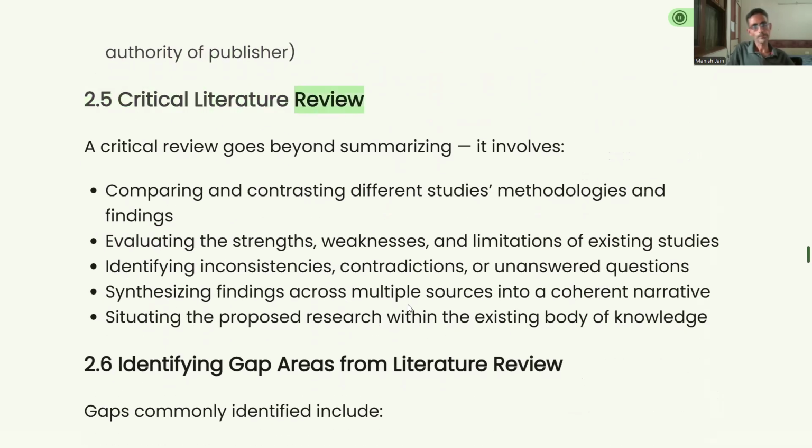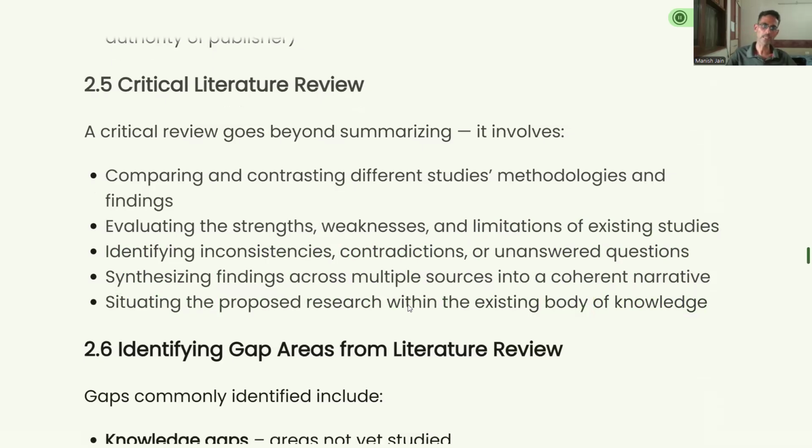2.5 Critical literature review. A critical review goes beyond summarizing; it involves comparing and contrasting different studies' methodologies and findings. Evaluating the strengths, weaknesses, and limitations of existing studies. Identifying inconsistencies, contradictions, or unanswered questions. Synthesizing findings across multiple sources into a coherent narrative. Situating the proposed research within the existing body of knowledge.